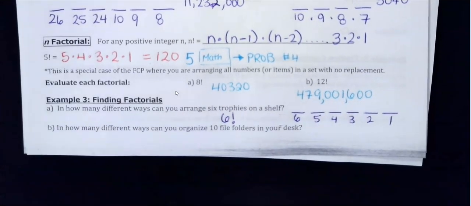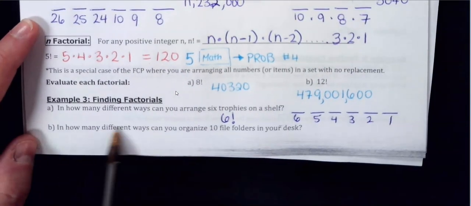So if you arrange all of something, it doesn't say I've got 6 trophies and we're only going to put 2 of them up on the shelf or something like that. That'll be something we'll talk about on the back. But it says I have 6 trophies. How do I arrange all of them? It would be a factorial. Very, very similar right underneath this.